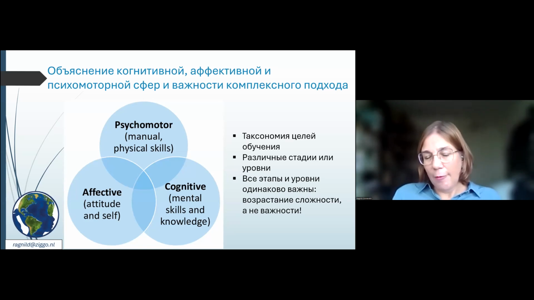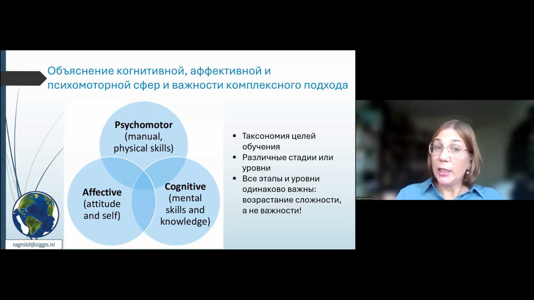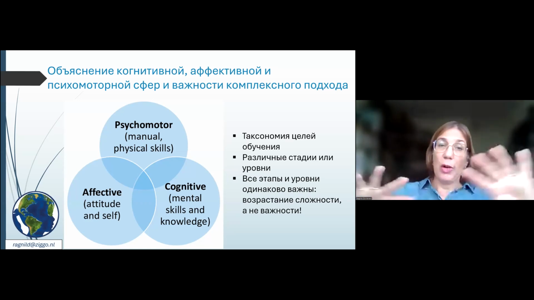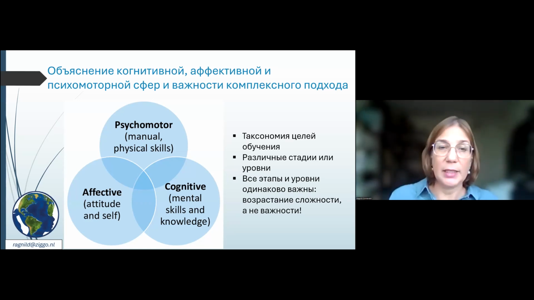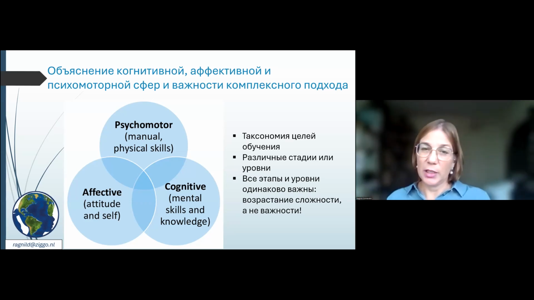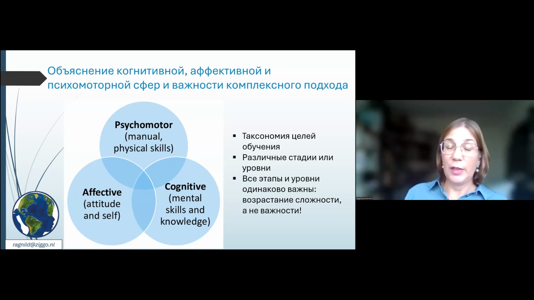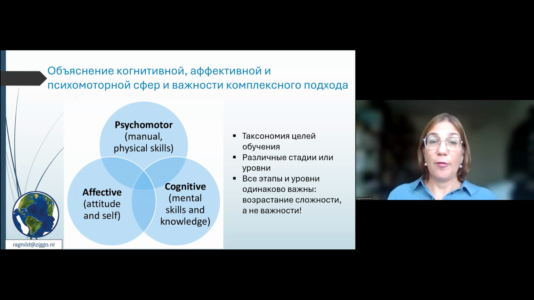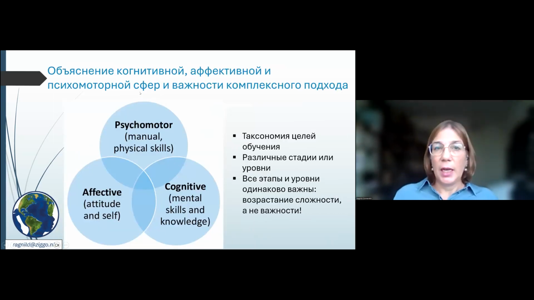And they also emphasized the intertwined connections between the different domains. So they said you can't take it all away from each other. It's all intertwined, and you can see it in this picture very well, that you have mental skills and knowledge in the cognitive domain, you have attitude and self in the affective domain, and you have manual and physical skills in the psychomotor domain. But you can't have the one and not use the other. It's all intertwined.